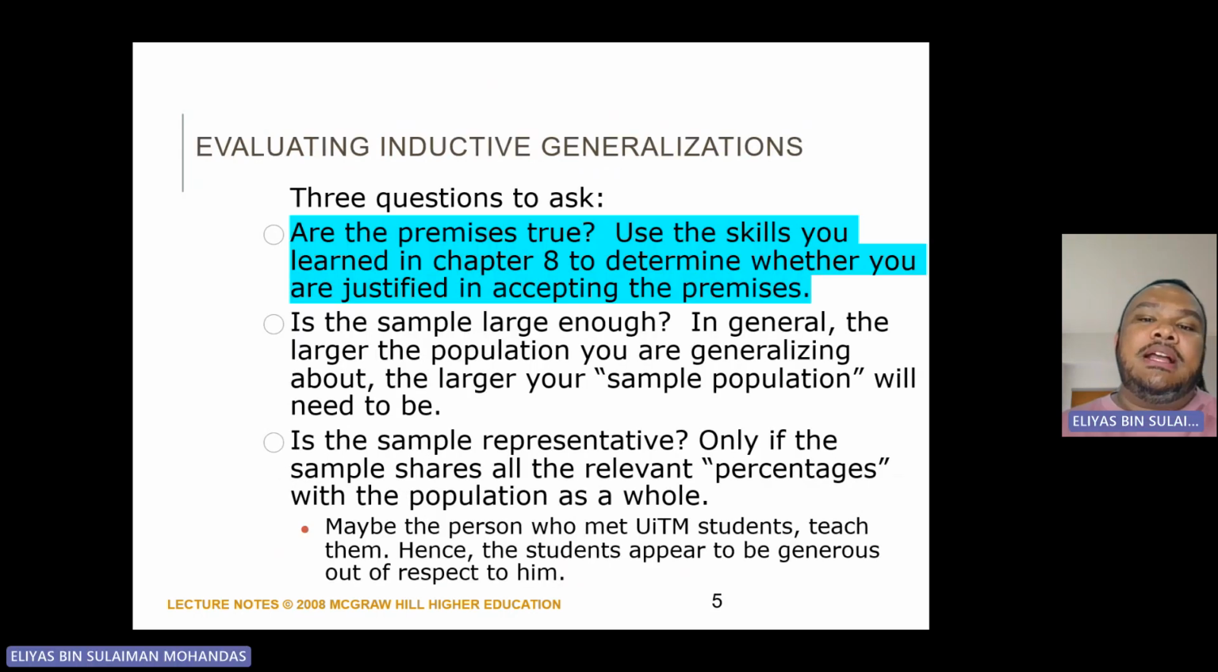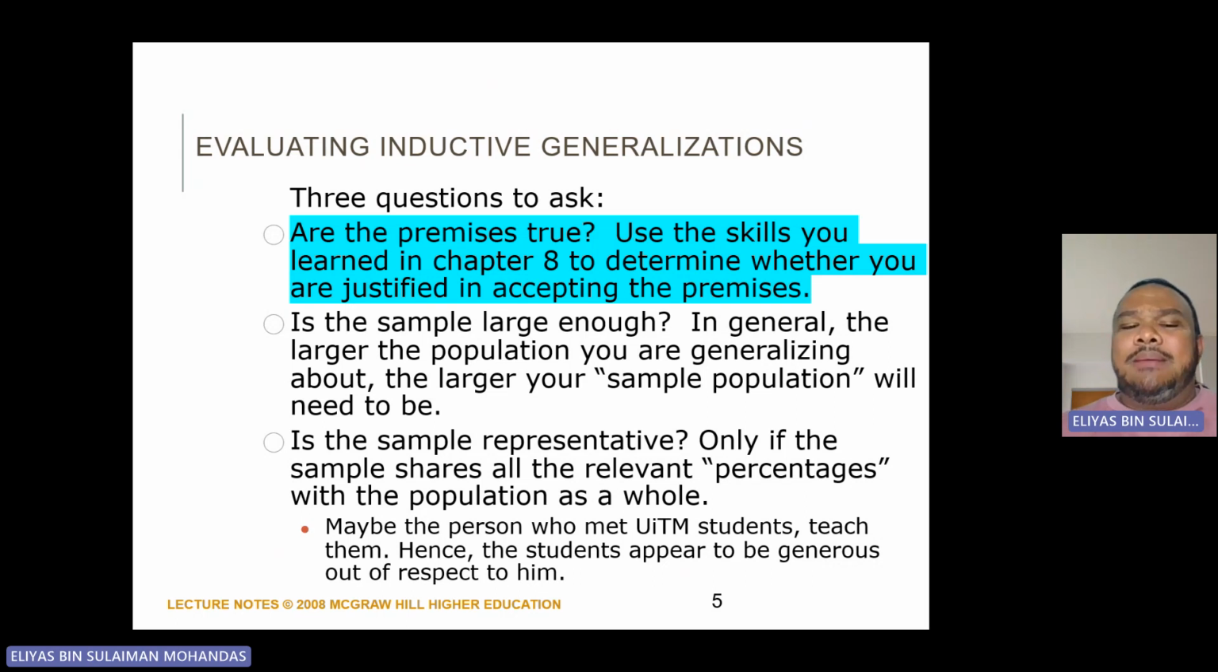Now, evaluating inductive generalization, there are 3 questions to ask. Number 1, are the premises true? That one will be covered in chapter 8. Number 2, is the sample large enough? In general, the larger the population you are generalizing about, the larger your sample should be. For example, if UiTM has 250,000 students, my sample size will be even bigger.